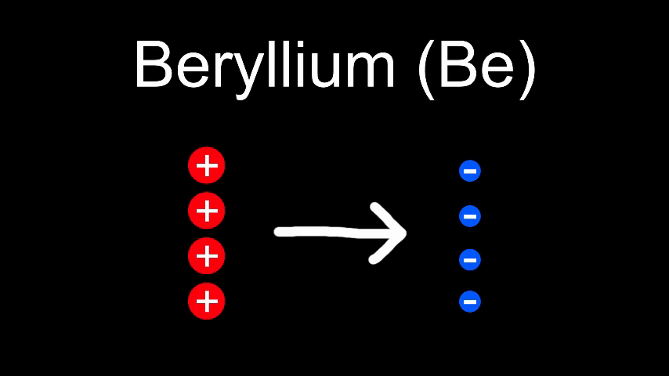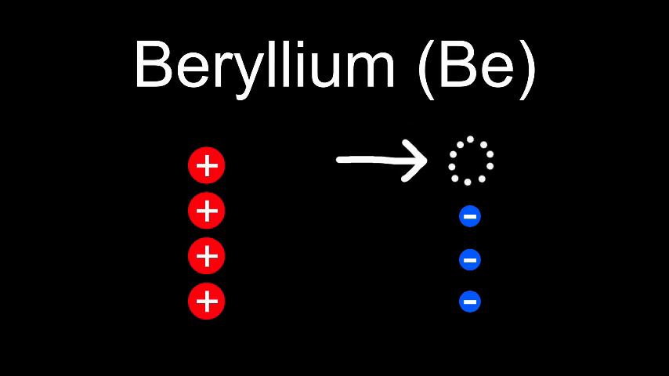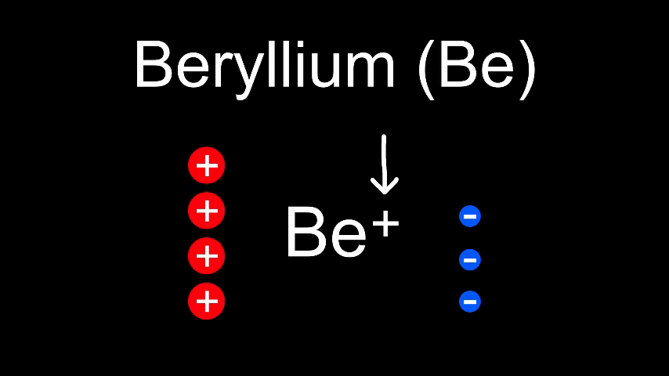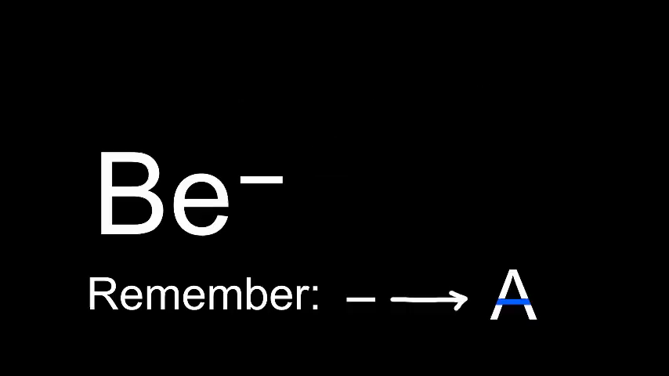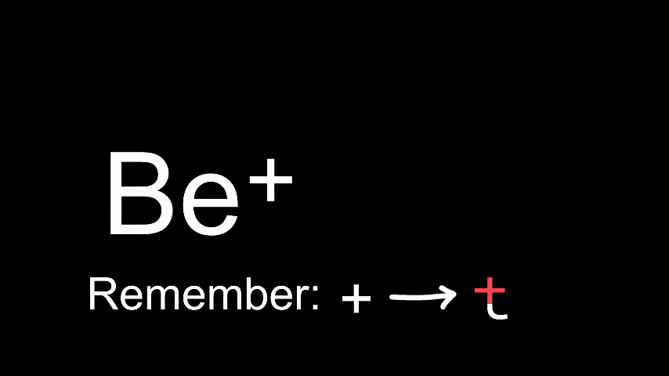If an atom has the same amount of electrons as protons, it has no charge. If it has more, it has a negative charge, and if it has less, it has a positive charge. Charged atoms are called ions. Negative ions are anions, and positive ions are cations.